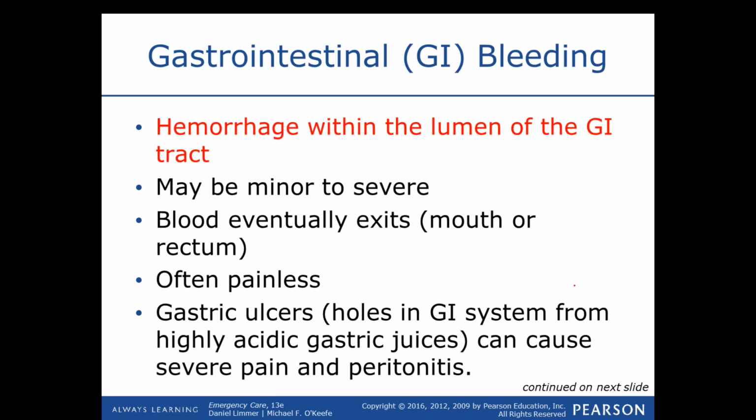A couple other problems we're going to talk about. GI bleeding, which is a hemorrhage within the lumen of the GI tract, so inside that tube itself. This can range anywhere from severe bleeding to minor bleeding. The blood eventually, when it builds up in the GI system, has to exit either out of the mouth or the rectum. A lot of times these patients don't have any pain associated with it. This can be extremely life-threatening. It can cause enough bleeding to cause hypotension and shock and possibly death. The downfall is there's nothing we can do to treat it except for rapid transport.